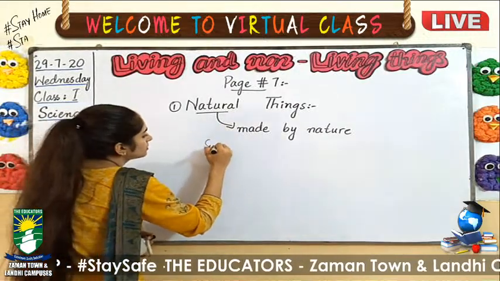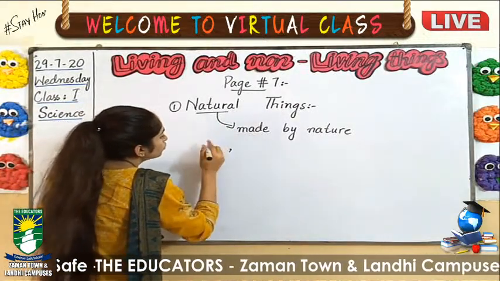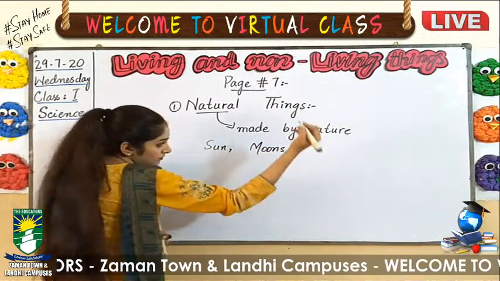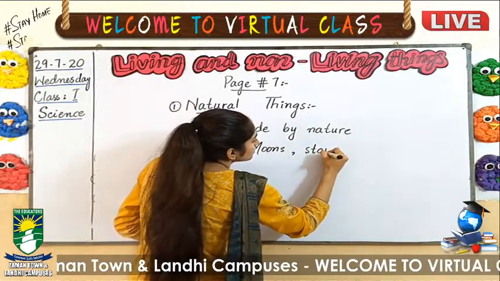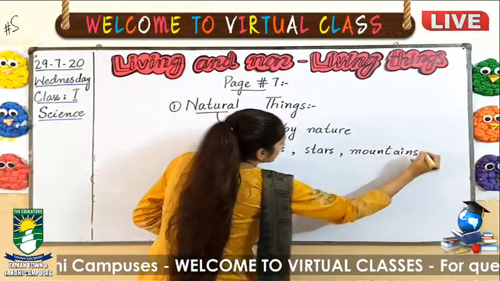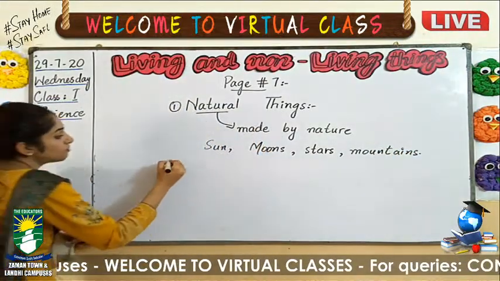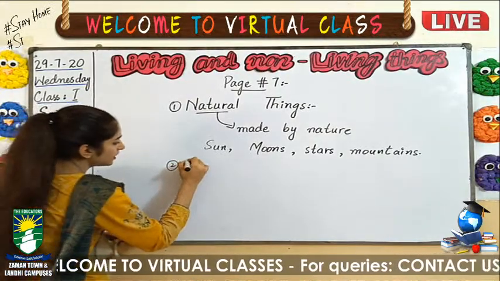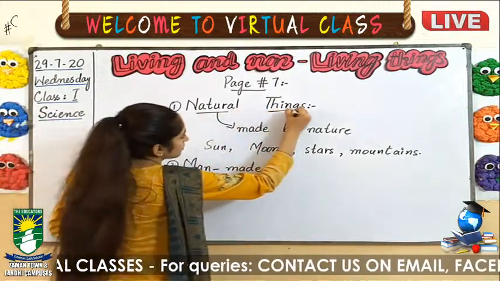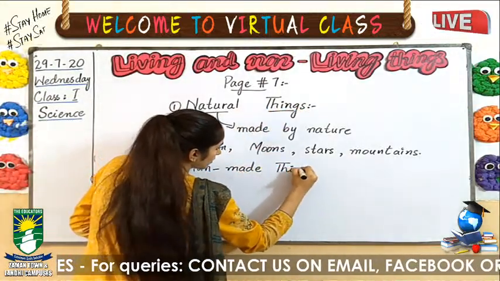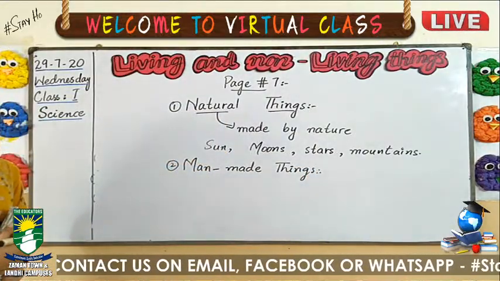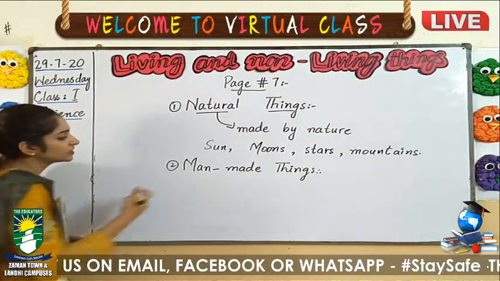Examples are sun, moon, stars, mountains. They all are natural things. Okay, second one is man-made things. What are man-made things? Those things which are made by us, which are made by man, are called man-made things.